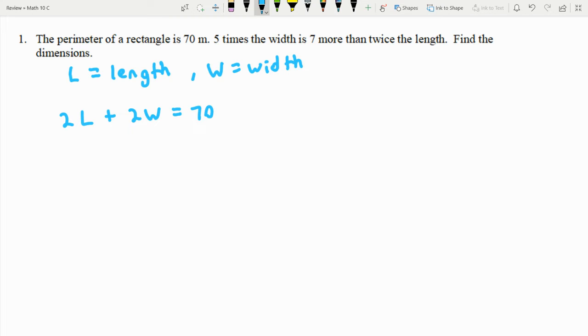You may have to think about that for a bit, but what you end up getting, if you think about it a little more, is 5 times the width. Okay, so 5 width, or 5W, and that equals 7 more than twice the length. Okay, twice the length, so 2L, and then 7 more, so plus 7. So I have 5W equals 2L plus 7. And these would be my 2 equations, so equation 1 and equation 2.